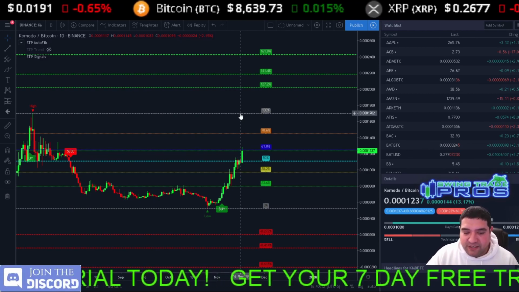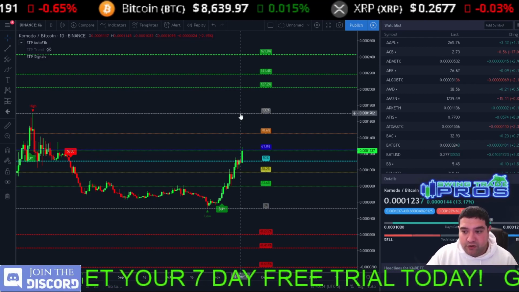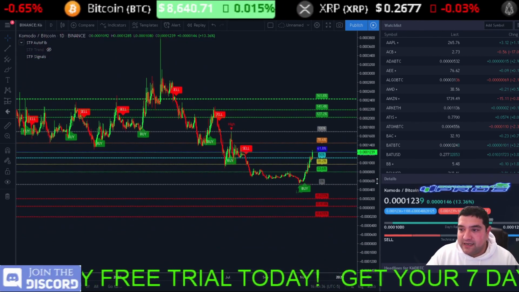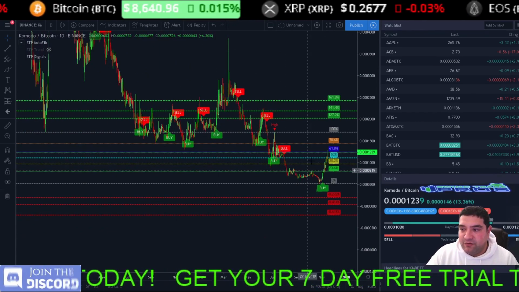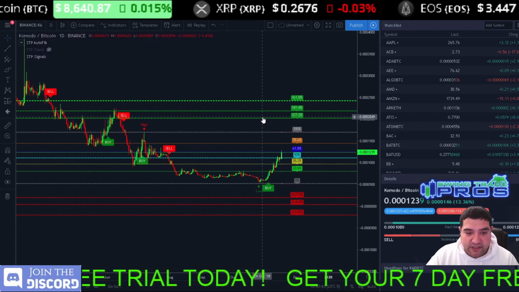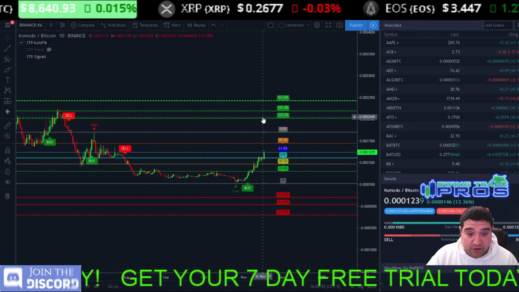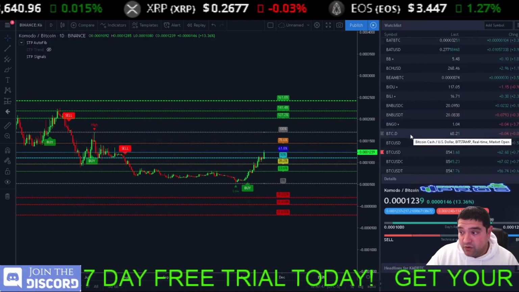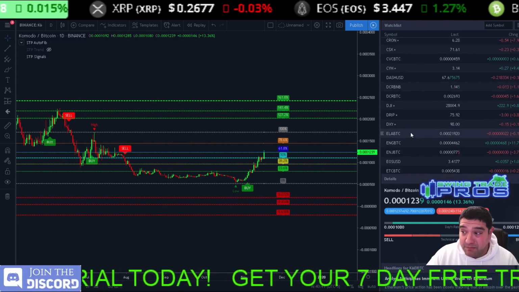So if this isn't a swing trade for you, this is more of a longer term trade. You could see that it definitely has a lot of room to go up. I personally am just doing a swing trade on this, and I'm just trying to accumulate more Bitcoin, because let's take a look at Bitcoin real quick. I think Bitcoin is about to make a big move.